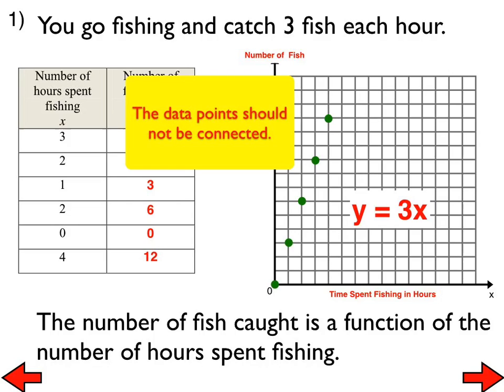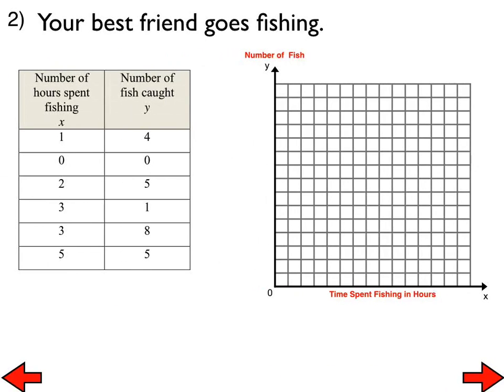Okay, so the dots should not be connected. All right, let's go to number 2. This time, your best friend goes fishing, and what happened when he went fishing is all within the table. I would like you to plot those ordered pairs, and then I have some questions based on what that looks like. So I'll give you about a minute or so to get that finished.